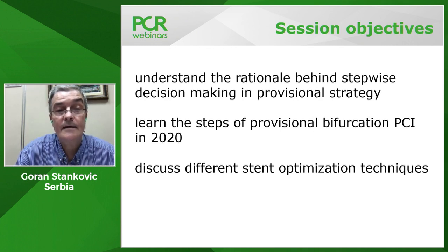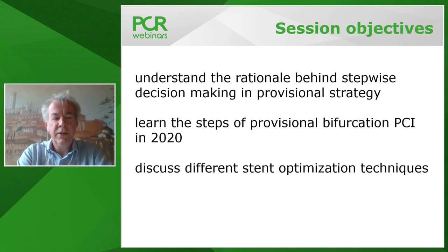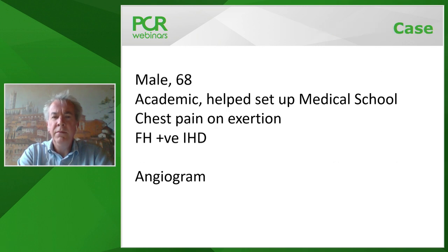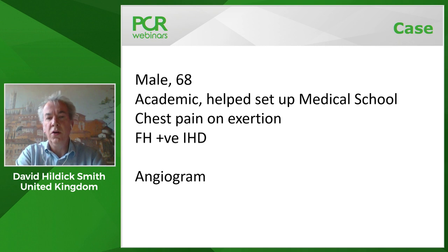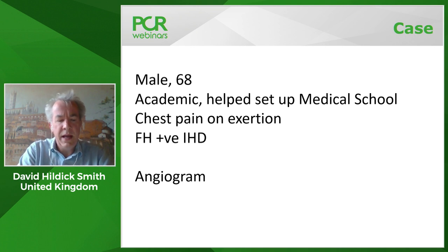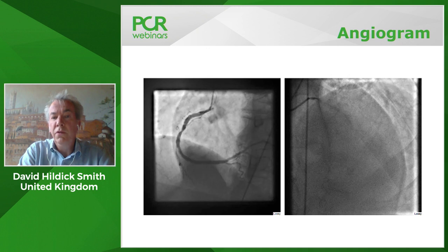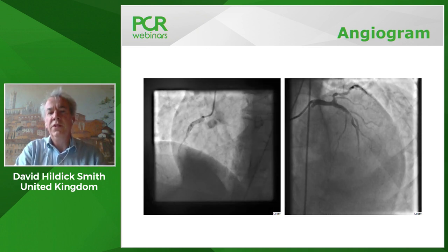So I would like to ask Dave to show one typical case from his experience from his cath lab. Dave, floor is yours. Okay, thanks very much, Goran. It's my pleasure. So I'm going to show a standard case of the kind of situation which is very commonplace in our cath lab and many others. This case is of a 68-year-old man who's an academic. Actually, he helped set up the medical school where I work, and he had chest pain on exertion. He had a positive family history of ischemic heart disease, and therefore it was decided that he should go forward for an angiogram. So far, so uncontentious.